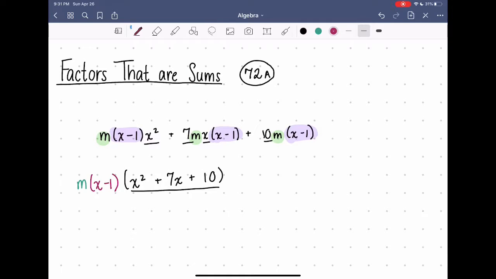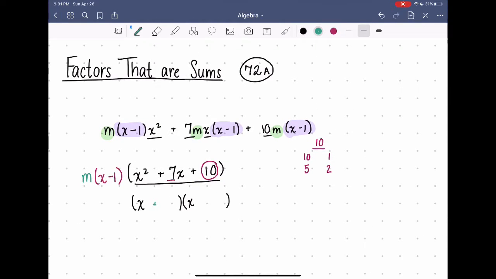So I'm going to factor this like normal, find the factors of positive 10 that add up to positive 7. Let me write those over here. So we could do 10 and 1, we could do 5 and 2, that's it. And I know that 5 plus 2 is 7, so my factors here are going to be a positive 5 and a positive 2. And I can't forget that thing that I have on the outside, so I have my m times x minus 1. And this whole thing is my final answer.